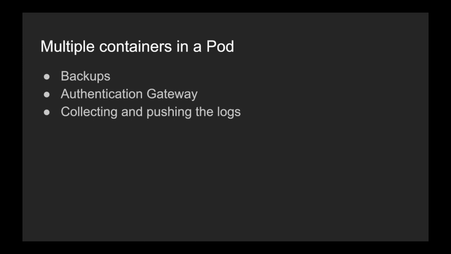Some of the scenarios could be, suppose there is another container that is just there for doing backups, or it is an authentication gateway, meaning you're calling some other third-party API and you want a proxy which does the authentication, so you go through that other container which is responsible for authentication. Or it could be something like collecting and pushing the logs. Only in these types of scenarios do you have a second container which depends on the first one. You don't need the container which is collecting and pushing the logs if the first container dies.